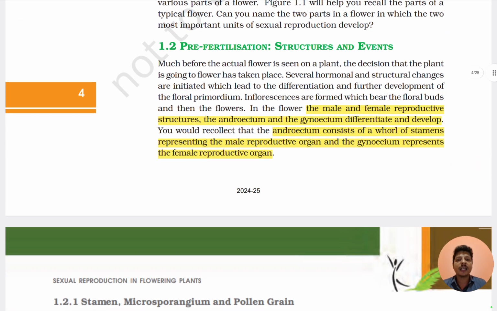Coming to pre-fertilization structures and events, here you can see the male and the female reproductive structures, the androecium and the gynoecium, differentiate and develop. Androecium consists of a whorl of stamens. I told you whorl means a bunch of stamens, representing the male reproductive organ, and the gynoecium represents the female reproductive organ.